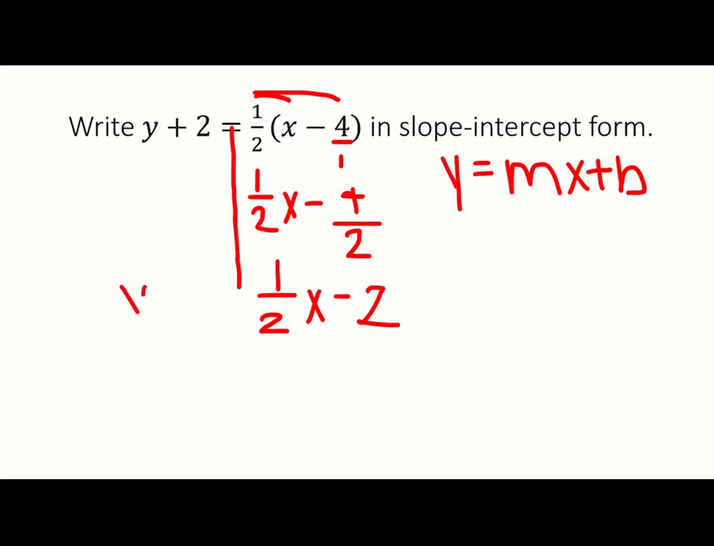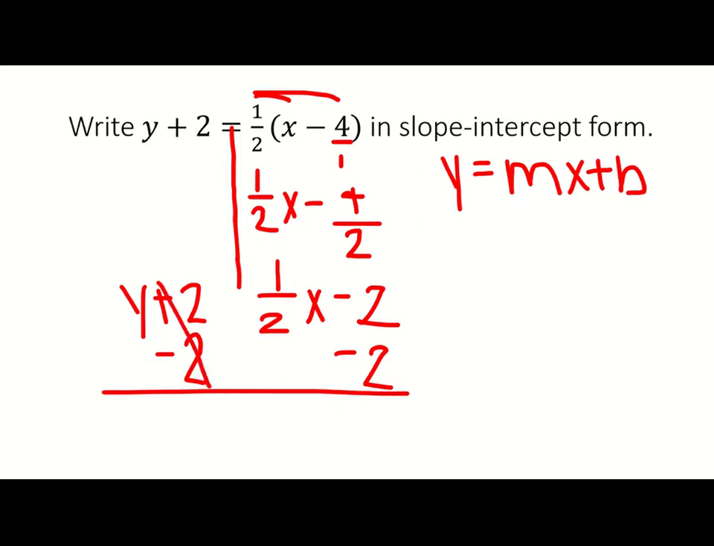On the left-hand side, I still have y plus 2. So since slope-intercept form has y all by itself, I need to get rid of the plus 2 by subtracting 2 on both sides. This will leave me with y equals, drop down the part with x, 1/2 x, and negative 2 minus 2 is negative 4. So just by looking at my equation in slope-intercept form, I can see that the slope is a half and that the y-intercept is at negative 4.